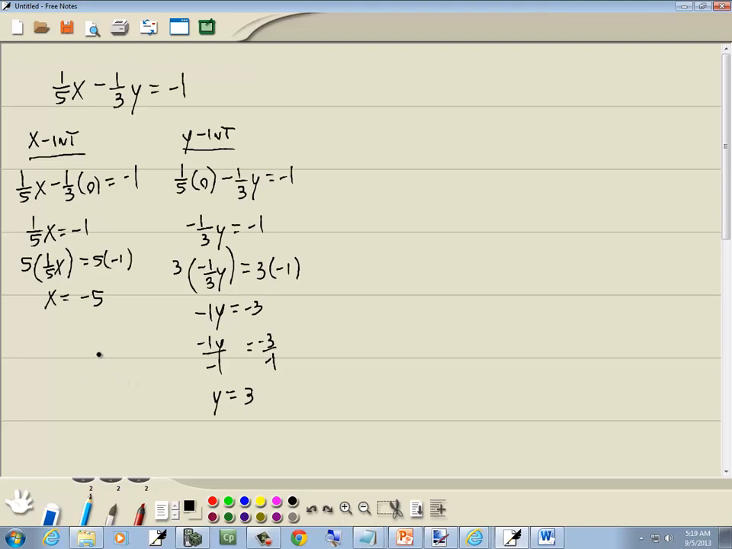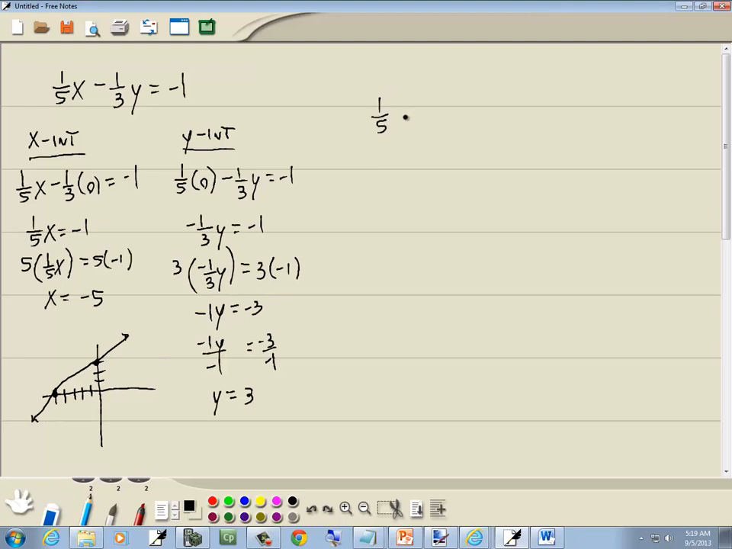Now for our graph. We said x equals -5. So our x-intercept is at -5. We said y is equal to 3. So our y-intercept is going to be at 3. And then after you plot those, then you draw a line through them. And that would be your answer.